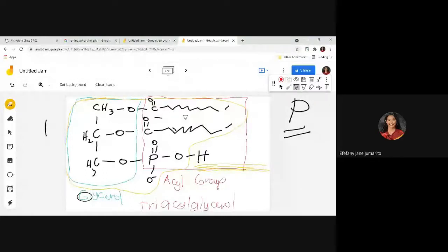Okay. Glycerophospholipid. Now, if there's an H, okay. If there's no H, it becomes phosphatidyl. Phosphatidyl. If there's an H, glycerophospholipid. Okay.